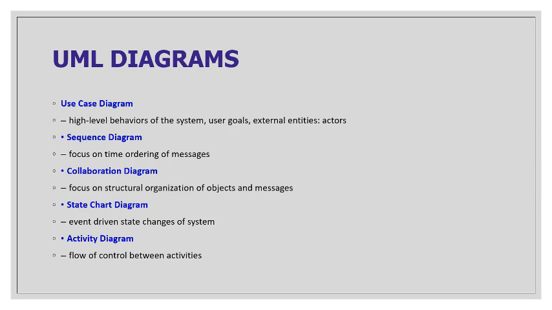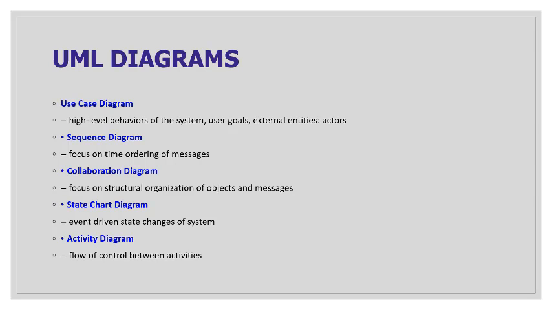In the use case diagram, the high-level behavior of the system, that is the user's goal, the external entities, and actors, are viewed. The sequence diagram focuses on the time ordering of the messages: how much time is necessary to move a message from one position to another, when the acknowledgement will be received, and which one comes after which one. This is shown in the sequence diagram.